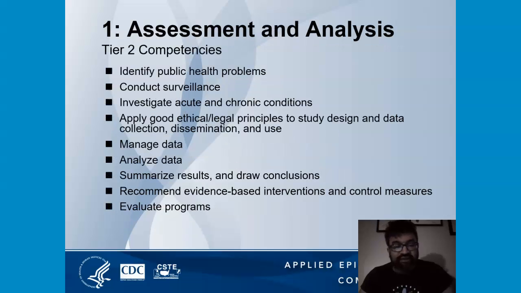So for assessment and analysis, there are actually 9 competencies in this skill domain. Each competency is further defined by sub-competencies that can be viewed in the full document, but for the sake of brevity, only the 9 major competencies have been included here. And so, of course, identifying public health problems is of utmost importance.